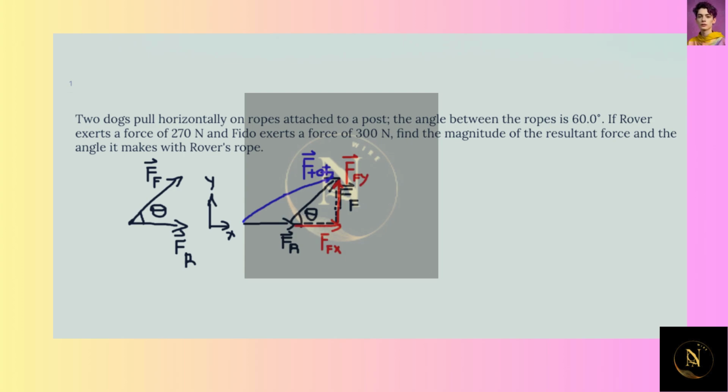And the last thing I'll note is that in the second half of the problem, if you think of this as part A and part B, then we need to find the angle that the resultant force makes with Fido. So we can go ahead and define a second angle over here, and I'm going to call that phi. And then we'll return and solve for phi a little bit later on.